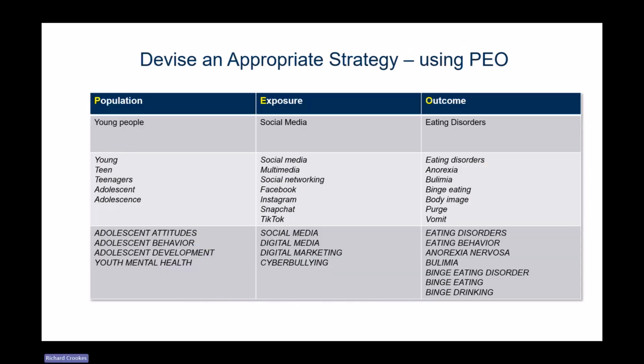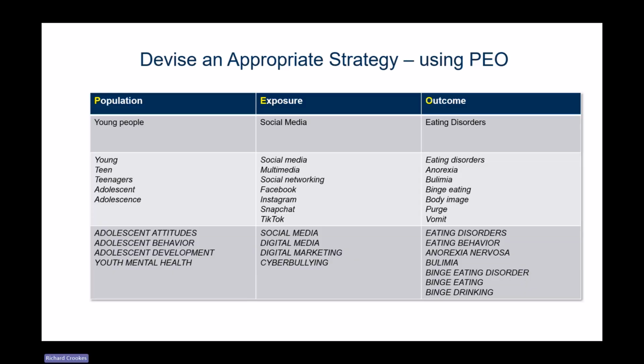So that will then lend it to the framework of using PEO, which is the population, patient or problem, the exposure, and then the outcomes. So we don't have an intervention as such here. In this example, it's more of the exposure. So we have young people who are exposed to social media, and we're looking at what is the impact of that in terms of eating disorders. So the outcome is the eating disorders and related symptoms, etc.